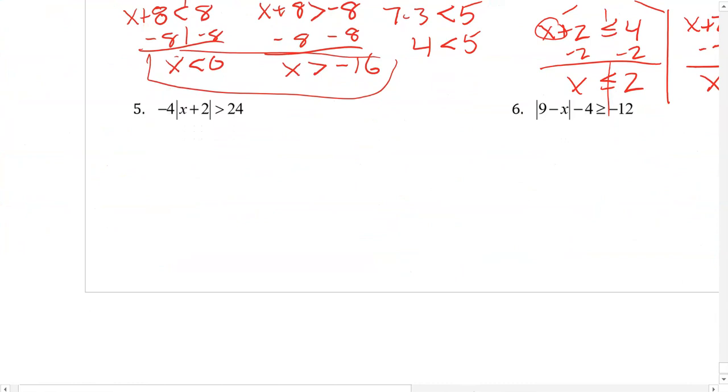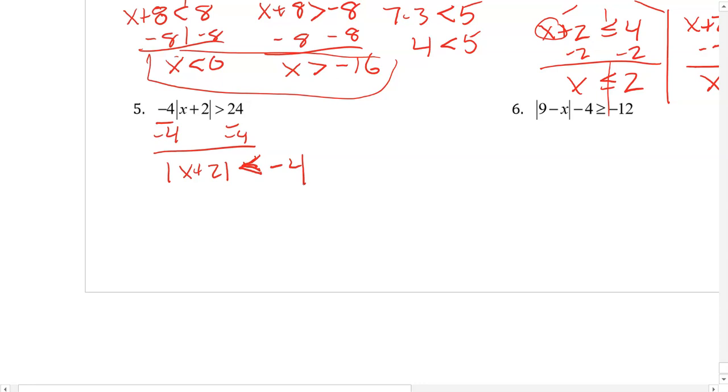On number 5. Again, we have an absolute value with a multiplier out front. We will divide both sides by negative 4. We get the absolute value of x plus 2 is, flip it, less than negative 4.